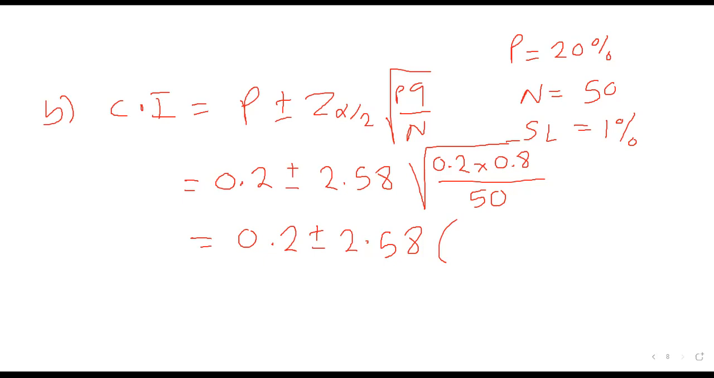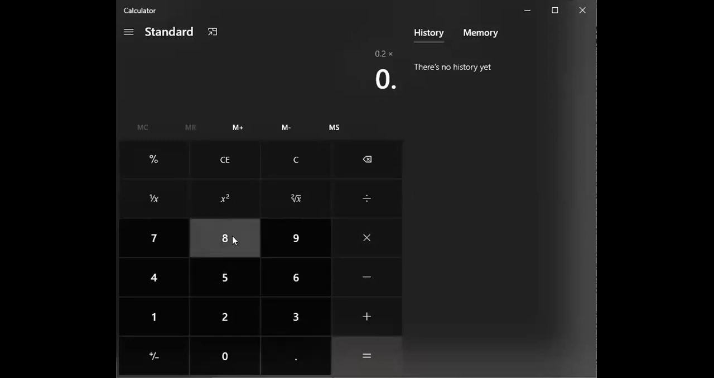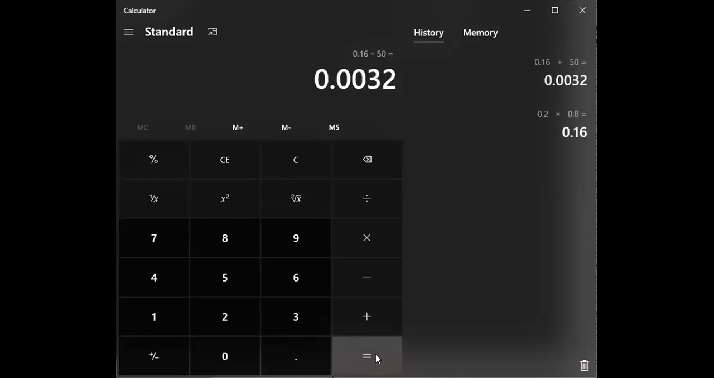So 0.2 times 0.8 divided by 50 equals 0.16. What is the square root of 0.16?